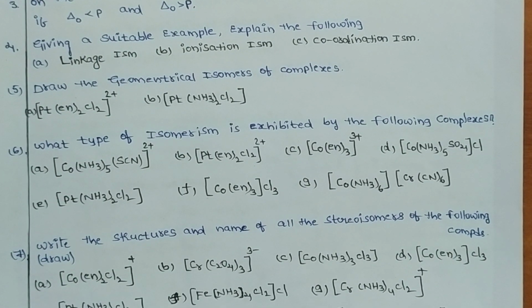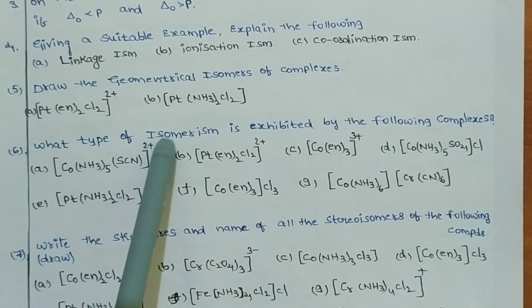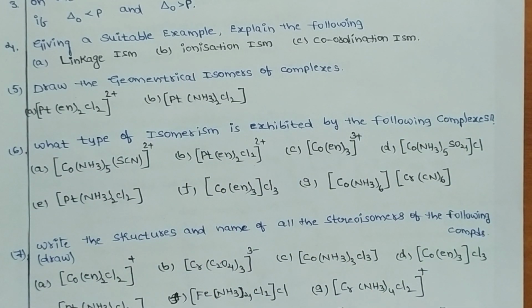Next, sixth question: what type of isomerism is exhibited by the following complexes? That means whether it is ionization isomerism, linkage isomerism, coordination isomerism, or optical isomerism. We have to write what type of isomerism these are exhibiting. Practice these questions.